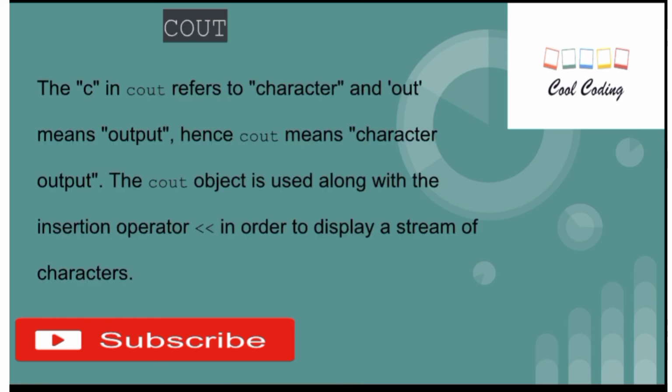cout. The C in cout refers to character and out means output. Hence, cout means character output. The cout object is used along with the insertion operator, that is, the symbol of less than twice, in order to display a stream of characters. In the program we have written cout hello world. So this displays a stream of characters, and the stream of characters is hello world.